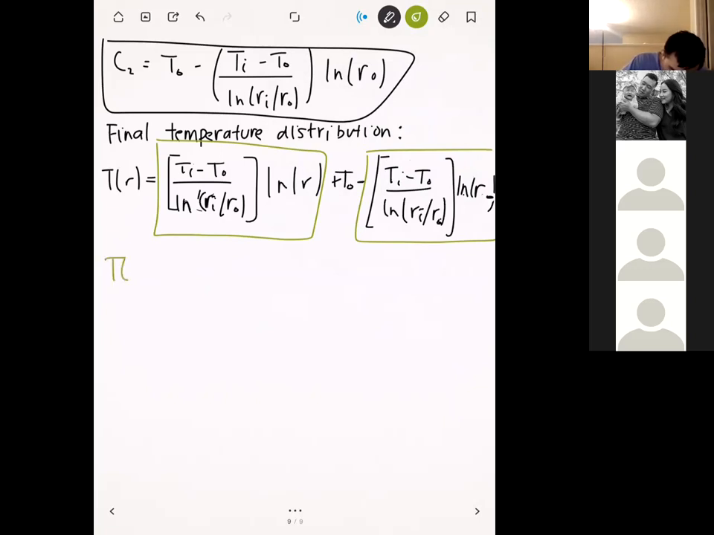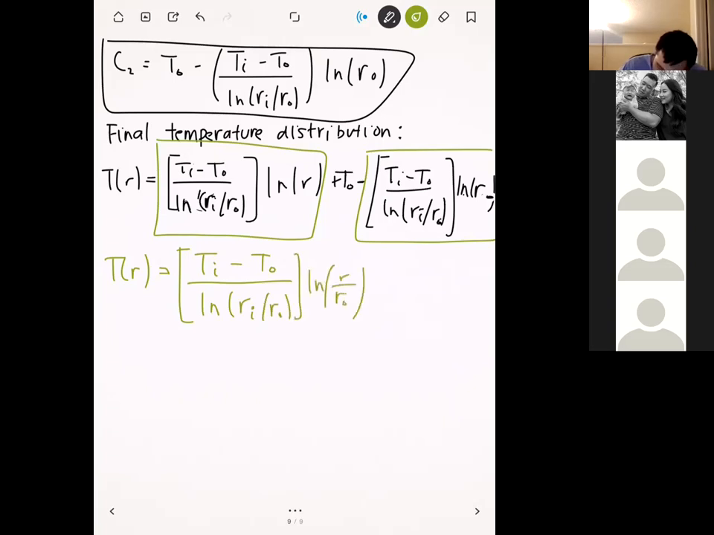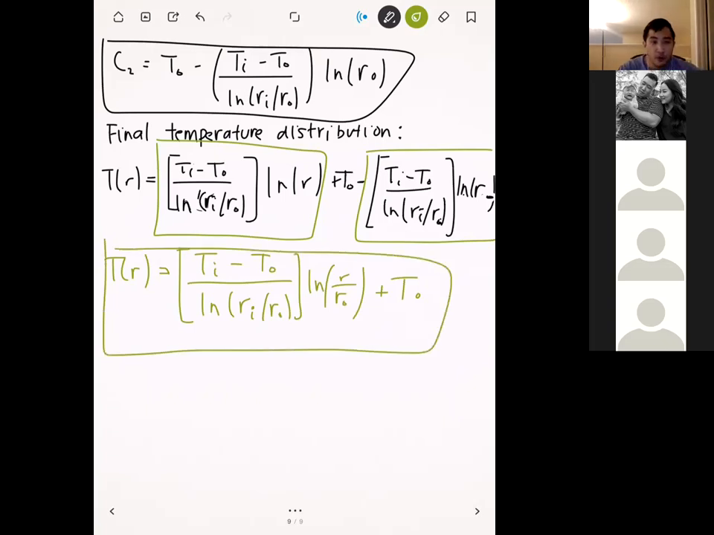And so if we simplify those logarithms, what we get is T of R is equal to Ti minus To divided by the natural logarithm of Ri divided by Ro, times the natural logarithm of R divided by Ro, plus To. And so this is the simplest form of the solution right here.